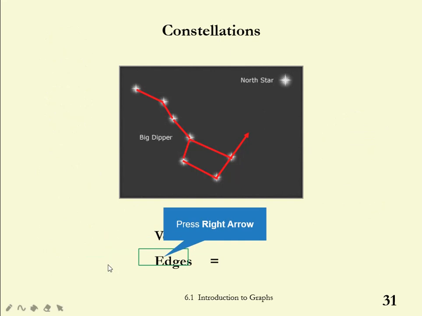Similarly, I have one more example. Now you see constellations, isn't it? Many of you might be interested in looking at the stars. Right? A telescope you can get for around 40,000, and look at it.